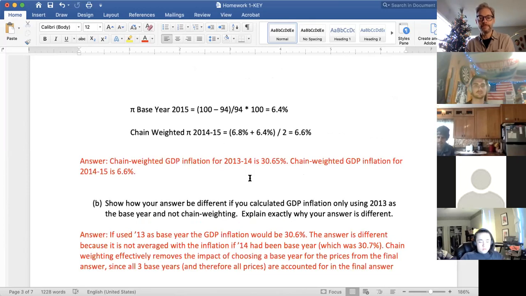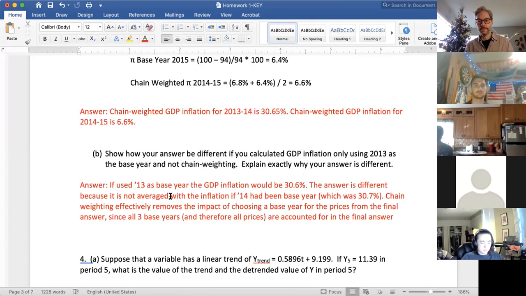How would your answers be different? Well, of course, the key thing about chain weighting is when you use two different base years, you're making sure of something. If you just use one base year, certain goods can be weighted more heavily in that year than other goods. So using two base years tends to average out the differences that occur in inflation because some goods get weighted more heavily than other goods in different years.